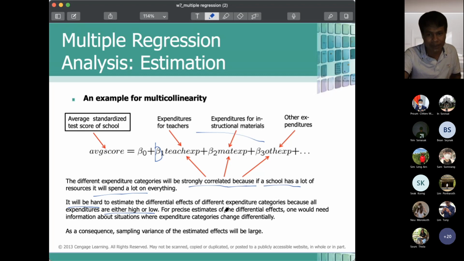So for a precise estimate of the differential effect, meaning the effect of one of the three independent variables, what you probably need is information about situations where expenditure categories change differently. You need different data, data that make sure that if schools spend more on teachers, they spend less on structural material, so that there is no high correlation among independent variables. Otherwise, the sampling variance of the estimate will be large, will be imprecise.